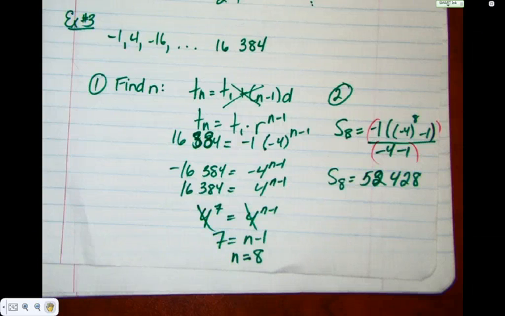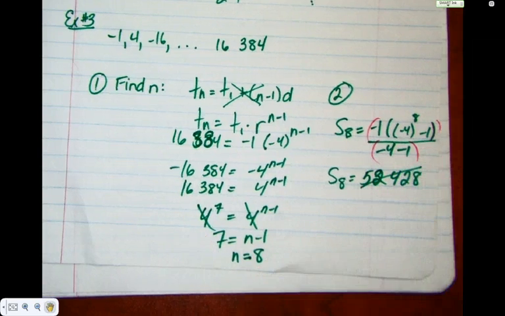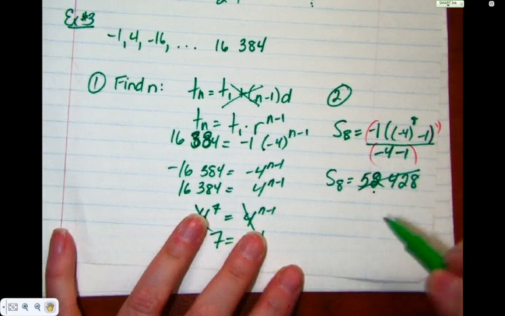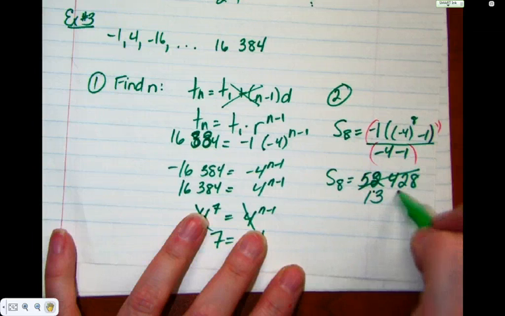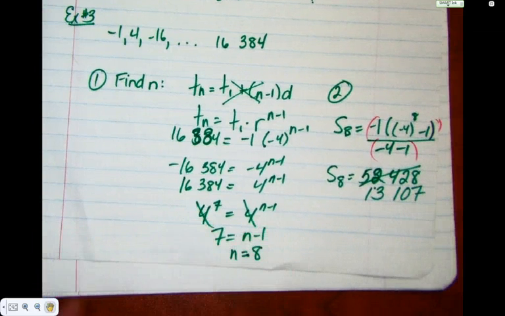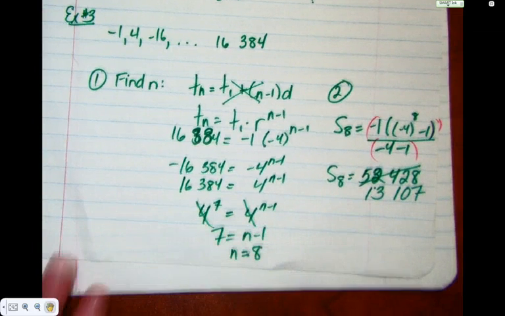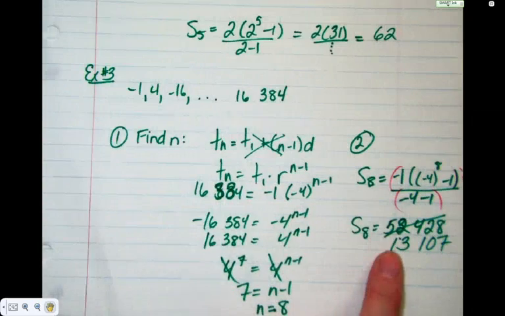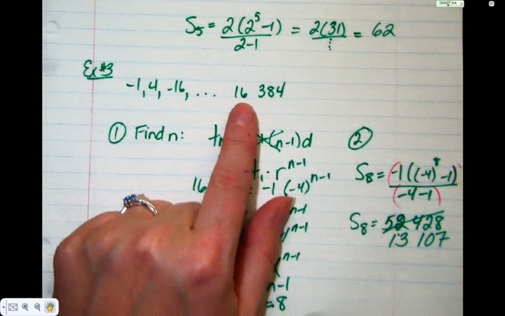Offer 52,428. That sounds confirmed? Okay, different offer? 7? Okay, that sounds confirmed, so let's just check that first one again. But how can it only be 13,000 if the last term was 16,000?